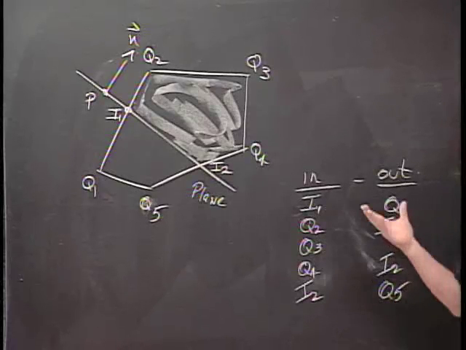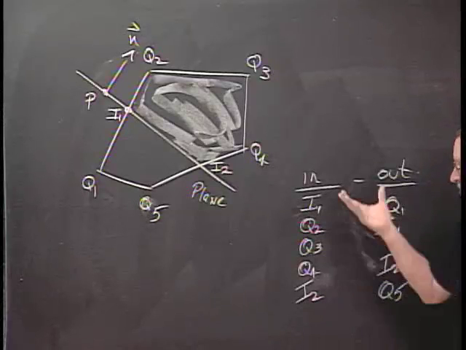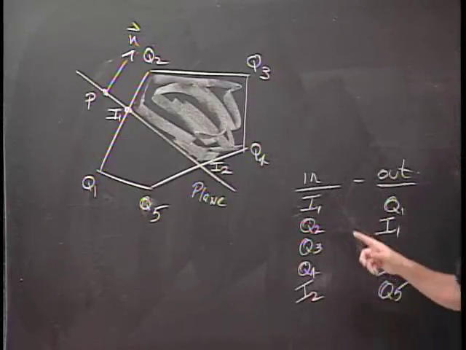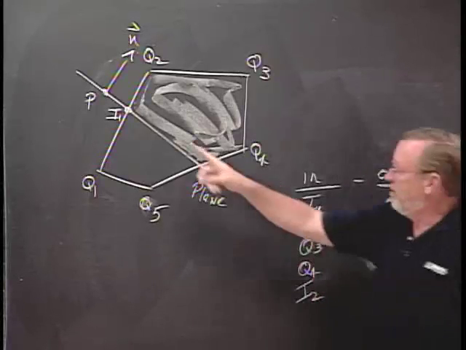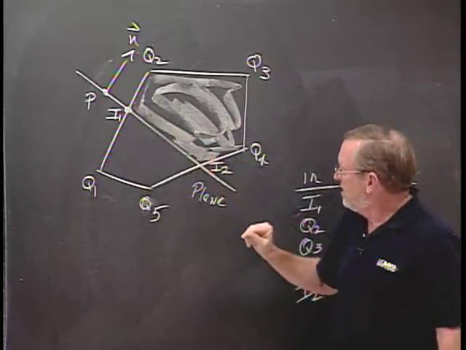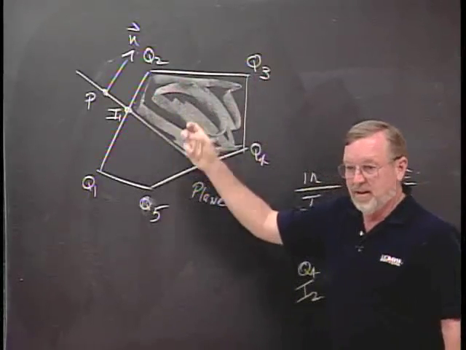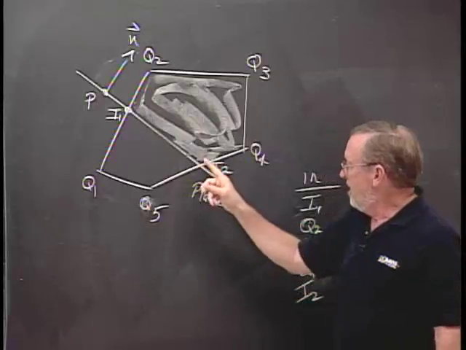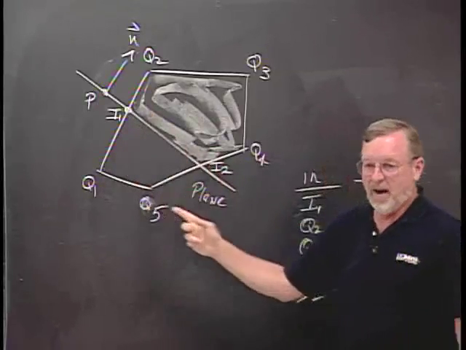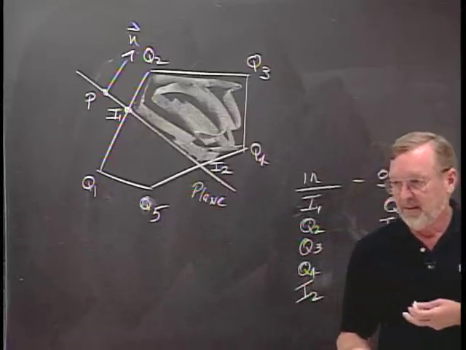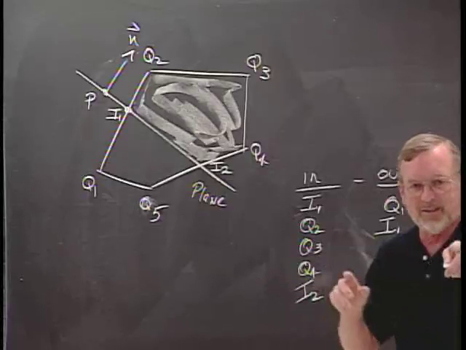And here, when I'm done, I have these lists of polygons, okay? I have I1, Q2, Q3, Q4, and I2. That's this one, the one that's in, right? And I have Q1, I1, I2, Q5, which is the one that's out. And it's surprisingly easy. Now, I've just kind of glossed over lots of stuff.